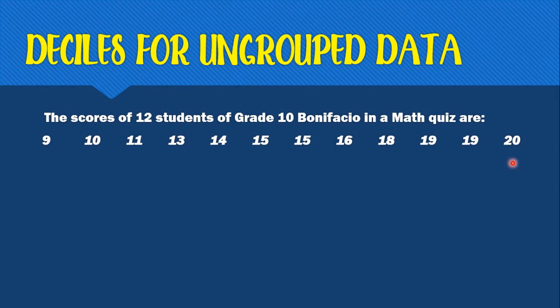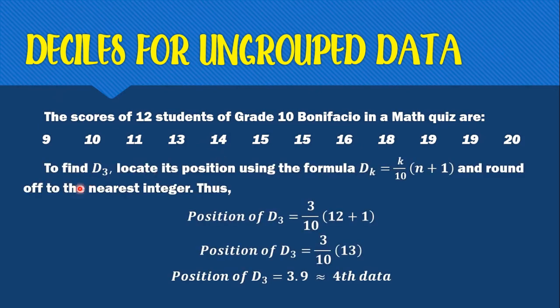Now this time, in finding the deciles for ungrouped data, for the position we use D sub k is equal to k over 10 times n plus 1, wherein our k refers to 1, 2, 3 until 9. And we have over 10 because we are referring to the decile, meaning we divide our given distribution into 10 equal parts. Now let us find the D sub 3 or the third decile.